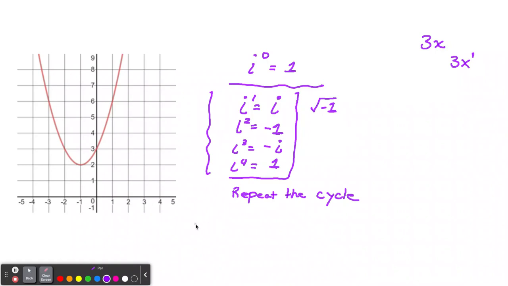So here, when we said 5i times 2i, we got 10i squared. And what is i squared? Negative 1. So this is going to be 10 times negative 1, and the answer will be negative 10, because remember, i squared is negative 1.